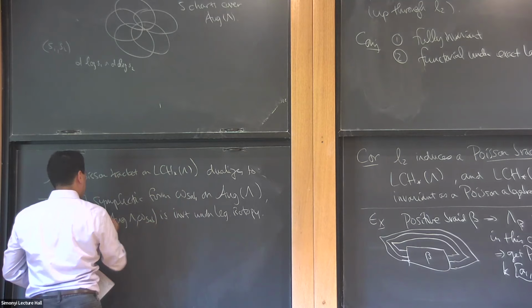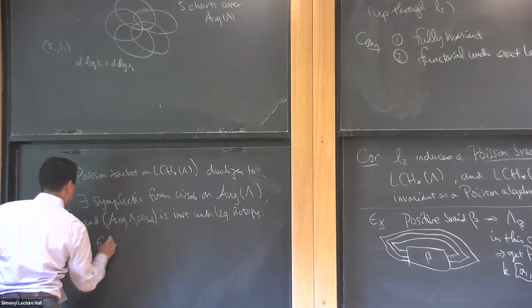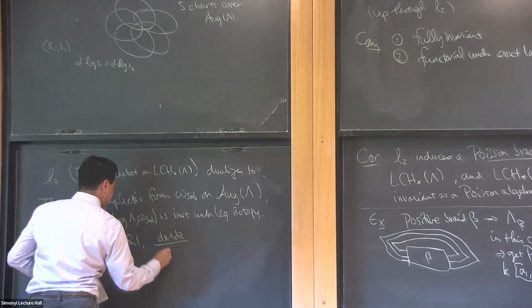If you're curious, by the way, what it is for the trefoil example, I think it's dx wedge d log z, so it's dx wedge dz over x.